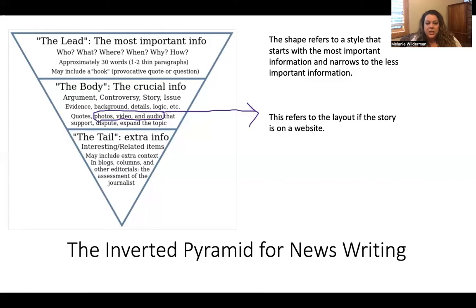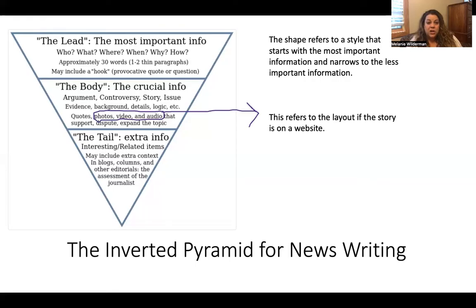important information. Notice that I don't say unimportant information, because if the information is unimportant, you don't want it in the story at all. But let's break down the structure of the inverted pyramid.